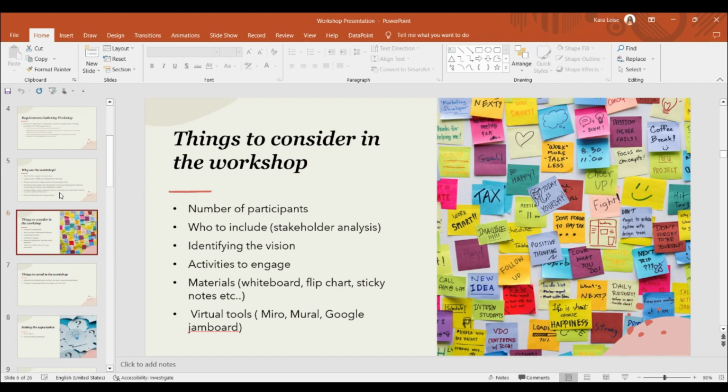So you need to have your materials that you're going to use, or your tools. So if you're physically there, you can have a whiteboard, a flip chart, sticky notes, all the different things to keep their attention and to get everybody engaged. If you're doing it virtually, then you have your Miro board, your Mural, your Google Jamboard, whatever you can use to have groups join and add value to it. Those are the tools that I think would be helpful for virtual meetings, especially Miro.